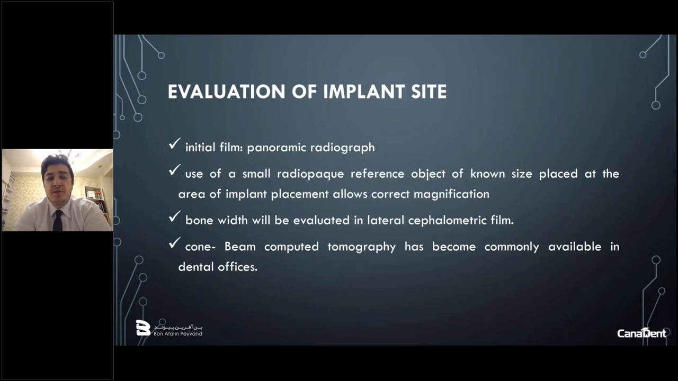The initial film that we will always get for the evaluation of the implant site is the panoramic radiograph. Panoramic radiographs usually have some magnification issues. For example, if it's 10 millimeters, you may see it in the panoramic view as around 12 millimeters. That's why nowadays cone beam CT, or CBCT, has taken a very major role in implant dentistry. It gives us the proper and exact amount of bone in width and in length for implant placement.